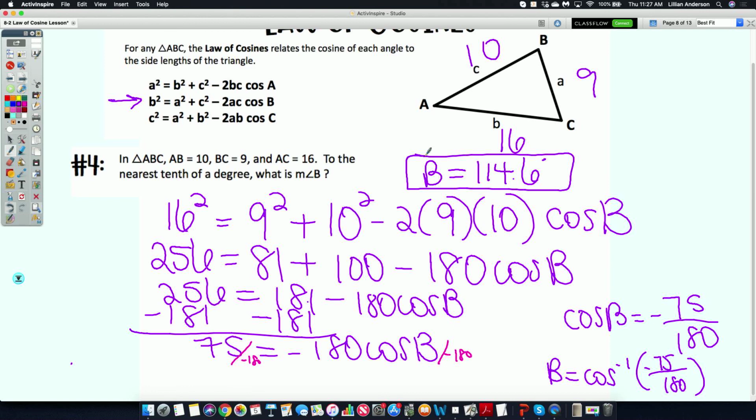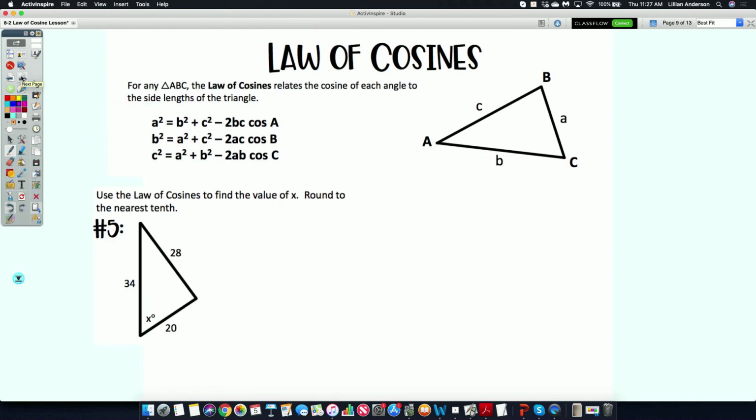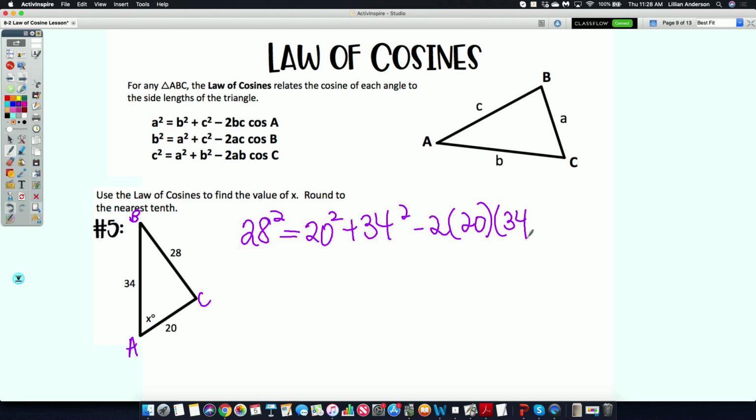You want to do one more together? Or you try number 6 on your own? Okay. Here's their no labels. If you want to label the sides or the angles, you can. It really doesn't make a difference, okay? But if that helps you feel more comfortable plugging things into the formula, then go ahead and do so. Okay? But this becomes 28 squared equals 20 squared plus 34 squared minus 2 times 20 times 34 cosine x.